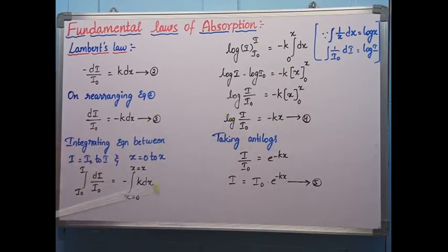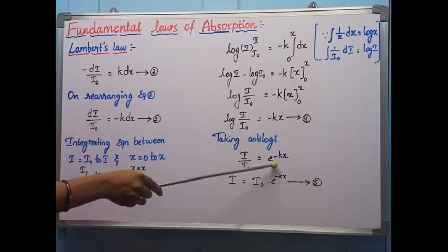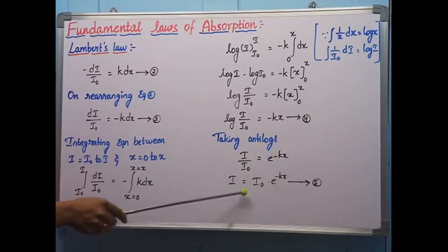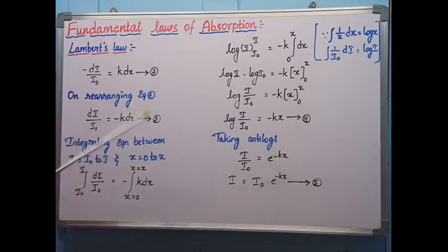For this equation, if I take anti-logs, I by I naught is equal to e power minus kx. Now if I bring this I naught to this side, I is equal to I naught into e power minus kx. So now we got equation 5.